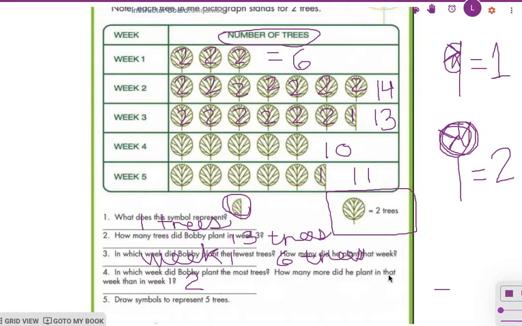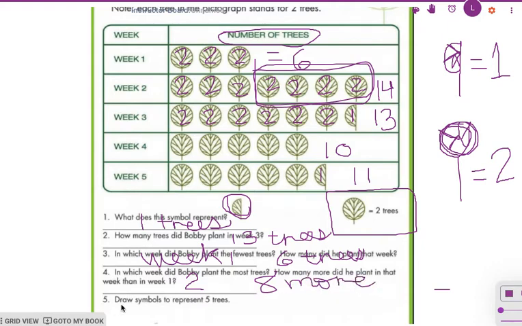So, how many more did he plant in that week than week 1? So, on this week he planted 14. And on this week he planted 6. So look at this. He planted this many more on week 2 than he did on week 1. Because on week 1 he planted 6. On week 2 he also planted 6, but then he also planted more. He planted 2, 4, 6, 8. So he planted 8 more in week 2 than he did in week 1.